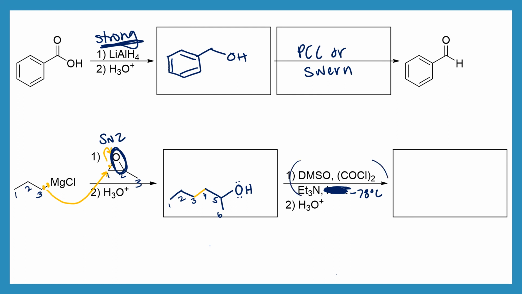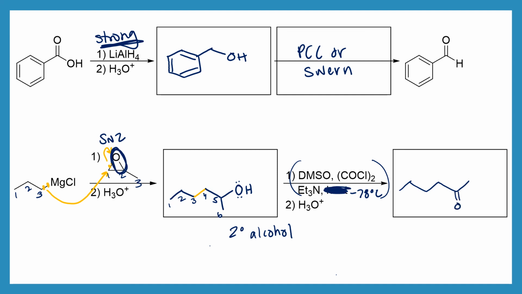Now in this next part, we have the Swern oxidation. This is another mild oxidation. We have a secondary alcohol. Now, secondary alcohols are super great because no matter what oxidizing reagent you use for a secondary alcohol, you're always going to get a ketone. So I'm going to draw my 6 carbons out, and on carbon number 5, I'm going to have a ketone.